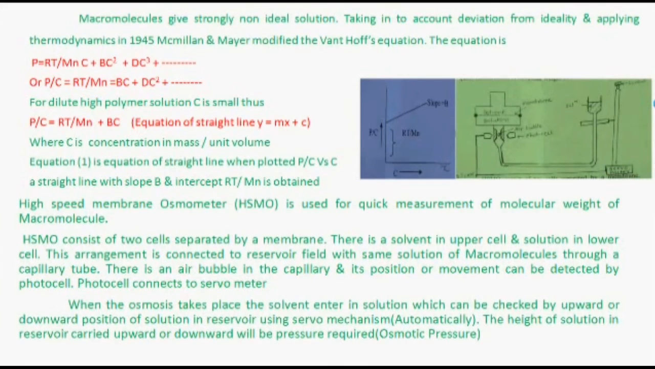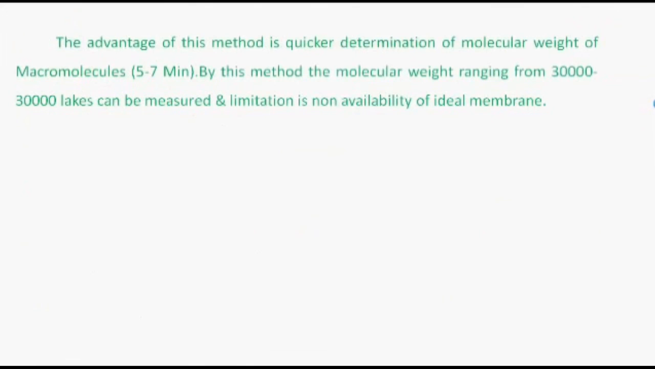Photocell connects to a servometer. When the osmosis takes place, the solvent enters into solution, which can be checked by upward or downward position of solution in reservoir using servo mechanism. The height of solution in reservoir carried upward or downward will be the pressure required, which is nothing but osmotic pressure. And thus, by measuring osmotic pressure for different concentrations, and if a graph is plotted between P by C, that is osmotic pressure upon C, versus concentration, then what we get is a straight line, the intercept of which gives us the number average molecular weight.